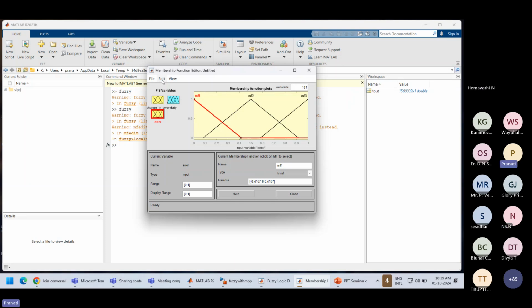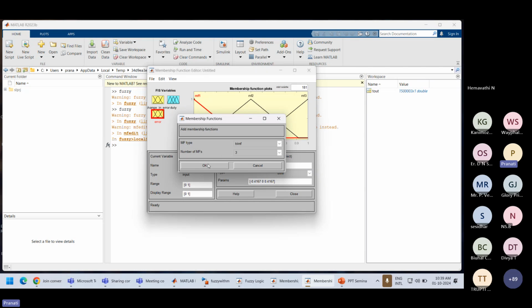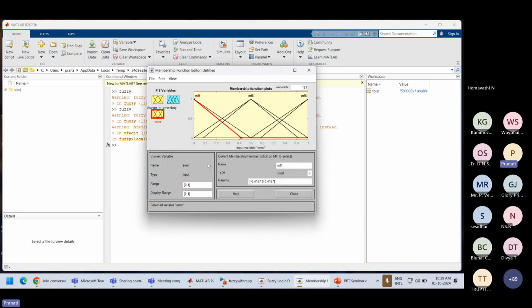I can change the membership function values, add a membership function. We'll add a different membership function. We can also remove the selected membership function. Whichever you select, it will delete that membership function. See, edit, remove selected membership function.